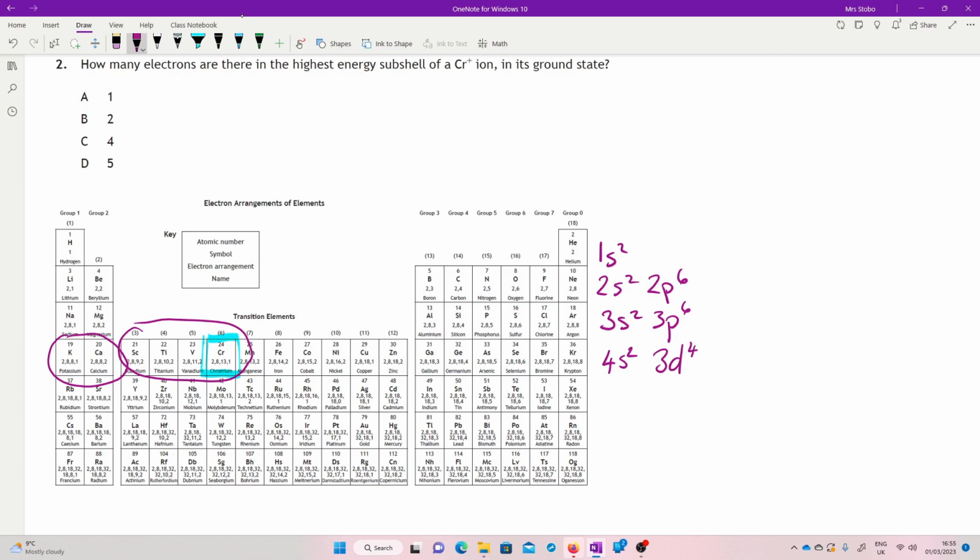and then we'd have 1, 2, 3, 4 to get 3d4, but chromium is your weird one, where basically there's a payoff. If it promotes one of the 4s's up into 3d, it can get a half-filled subshell, which is more stable. So this is where it would normally get to, is 4s1 3d5. Now they're asking you for a Cr+ ion, so basically I've lost an electron, and then we just go back to our normal filling and losing order, which is that you lose from the highest shell first. That is 4s, so that comes out. So how many have we got in our top energy level is 5. It's quite a lot of work.